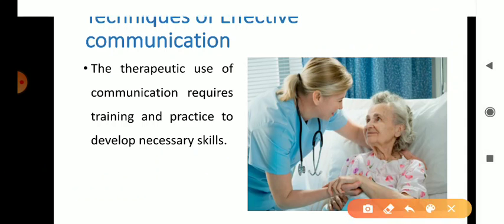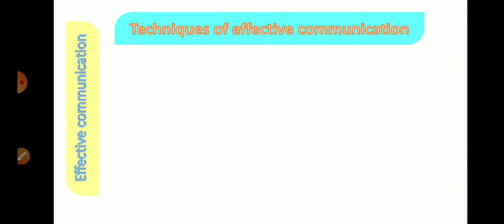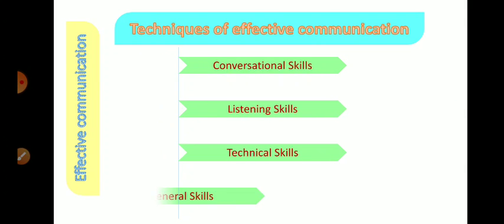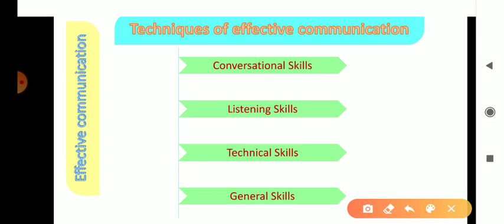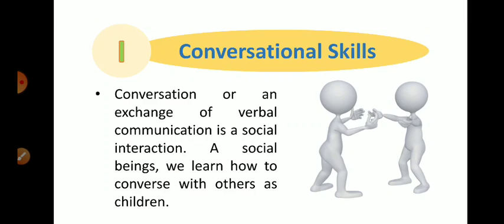There are so many skills that have been divided. There are skills and techniques that are divided to make communication effective. The main skills are divided into three, but a fourth one, general skills, is also there. So we will see one by one. First one is conversational skills, listening skills, technical skills, and general skills. We will discuss one by one what conversational skills, listening skills, and technical skills are.